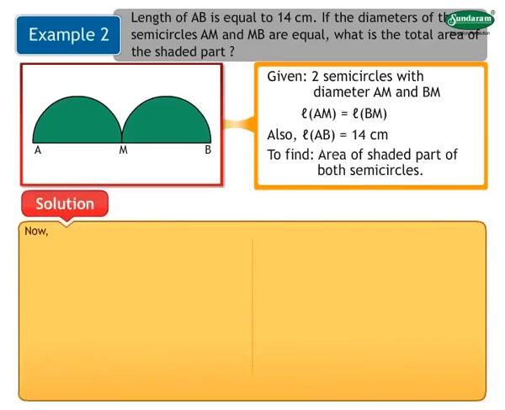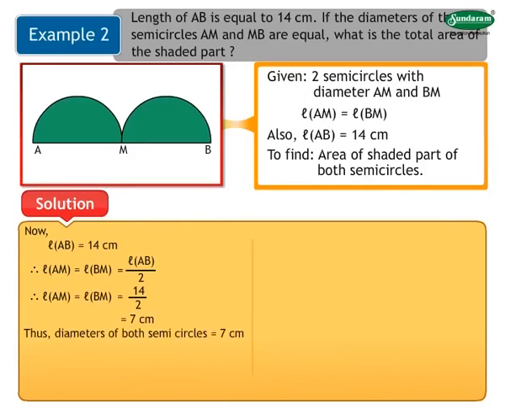Solution. Length of AB is equal to 14 centimeter. Therefore, length of AM is equal to length of BM is equal to length of AB divided by 2. Therefore, length of AM is equal to length of BM is equal to 14 divided by 2 is equal to 7 centimeter.